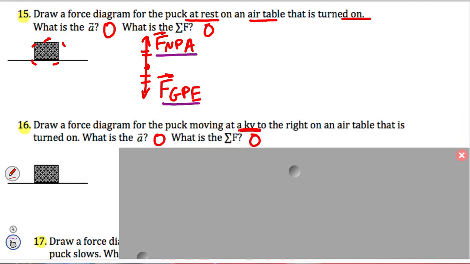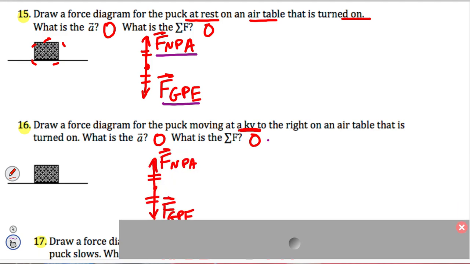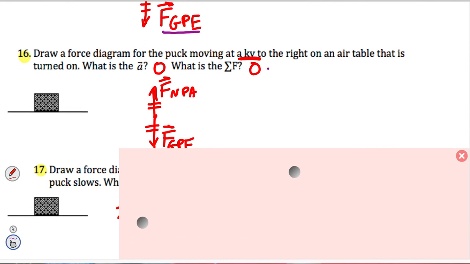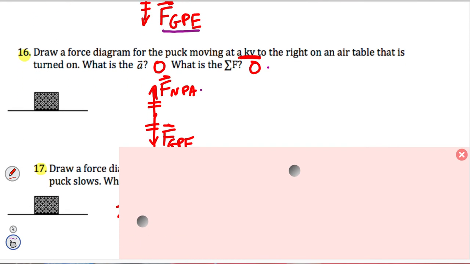Number 16, for the puck, it's now moving at a constant velocity to the right. That's an old symbol we used to use for constant velocity to the right on an air table that is turned on. So if it's moving to the right at a constant velocity, it's not accelerating, in which case the net force should be 0. And in this case, the force diagram is going to be identical to the previous problem. So you've got force normal on the puck by the air upward and the downward force of gravity on the puck by the Earth, and those are the same size.